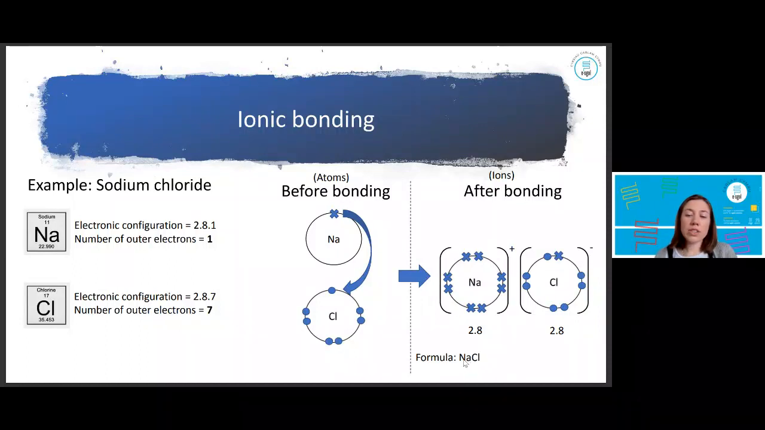Okay, notice here as well, I've got the capital N, lowercase a, capital C, lowercase l. Now that shows me that there are 2 elements in this ionic bond, sodium and chlorine, and you've formed sodium chloride.